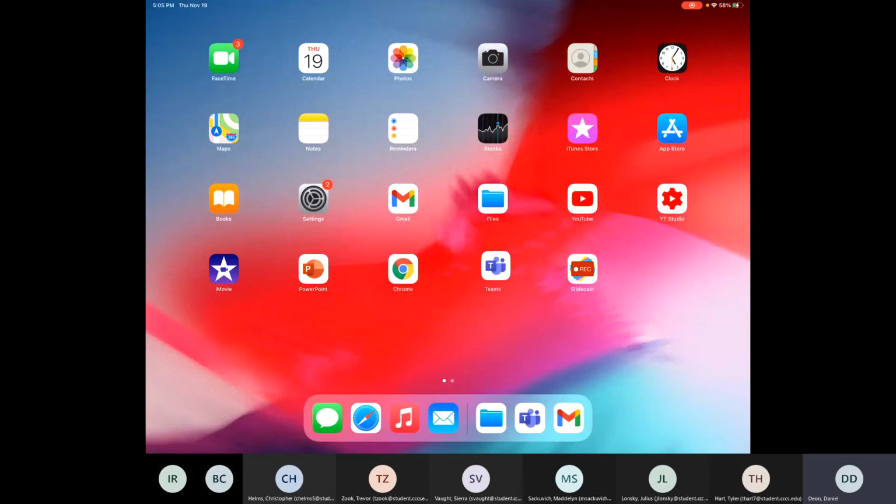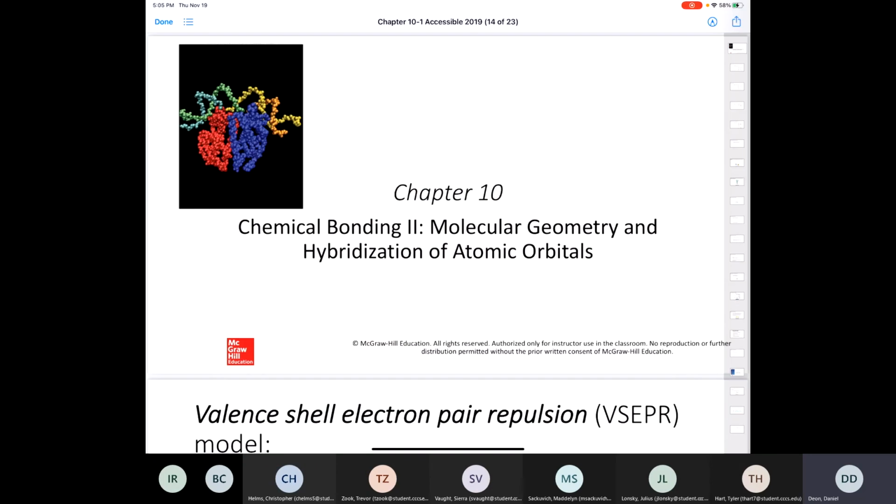Okay, well, let's get started. This is chapter 10 in Chemistry 111. This is chemical bonding 2, molecular geometry, and hybridization of atomic orbitals. So there are sort of two parts to this chapter. Now, in the first part of the chapter, we're going to focus almost exclusively on molecular geometry.